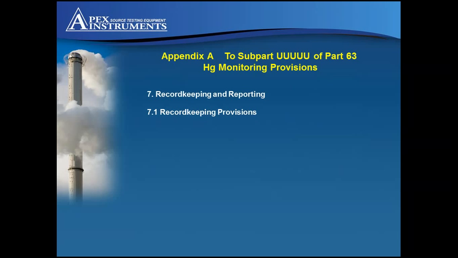Section 7.1 states record-keeping provisions. For the Mercury SEMS and or sorbent trap monitoring systems and any other monitoring systems installed at each affected unit, the owner or operator must maintain a file of all measurements, data, reports and other information required by this appendix in a form suitable for inspection for 5 years from the date of each record.